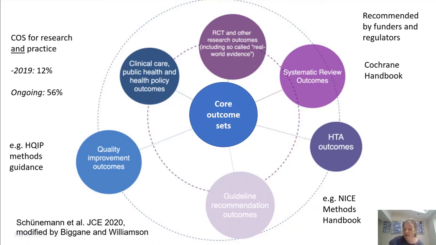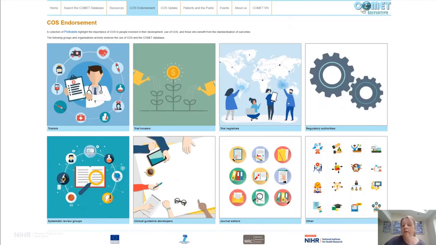So it's really starting to take hold. Core outcome sets, I've put them at the center of this diagram because essentially people are starting to talk about the life cycle for research, and we're trying to look at whether core outcome sets, which are the really important outcomes, should really flow right through this system.